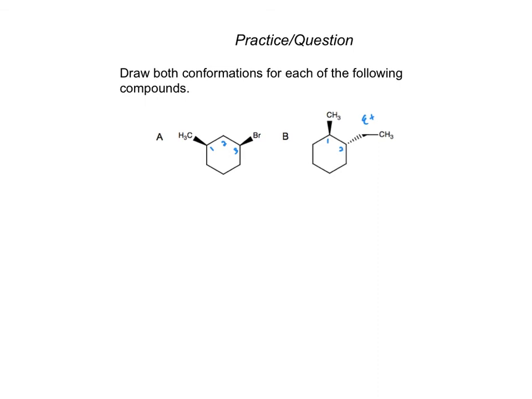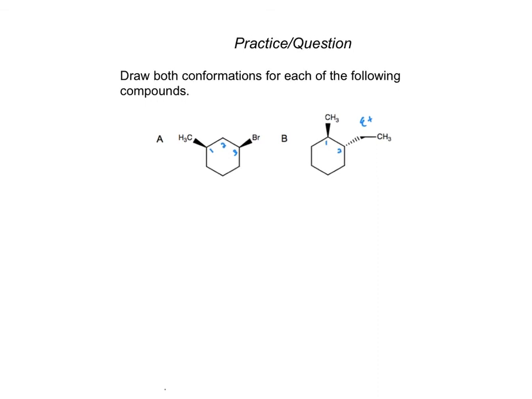Okay, so I'm going to start with A. So we'll write over here A. And so in A, again, I said you guys can define the carbons however you want. I've started with this carbon being carbon 1. That's going to make the bromine carbon, carbon 3.